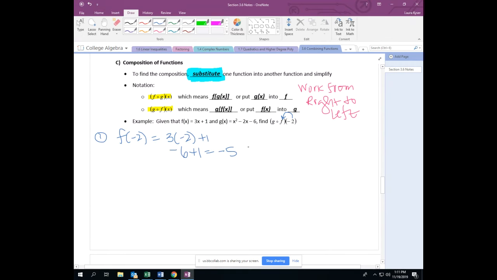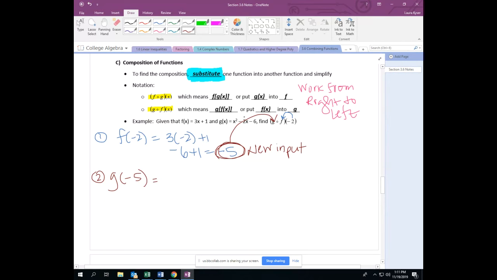Now, in the algebra of functions where you're doing the operations, you would evaluate the second function using the same value. In a composition of functions, we don't do that. Instead, these are going to build on each other, and whatever the output is from the first substitution becomes the new input for the next function. So this is the new input, and it's going into the g function. So that means for the second step, I'm finding g of -5.